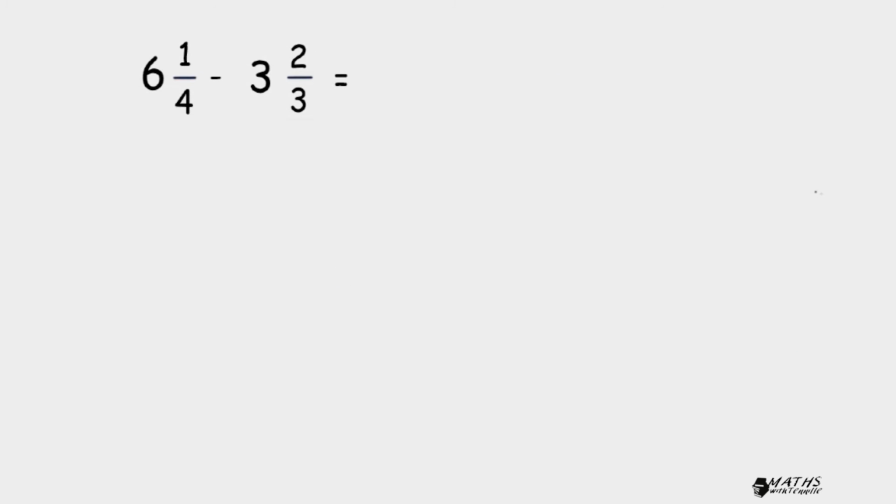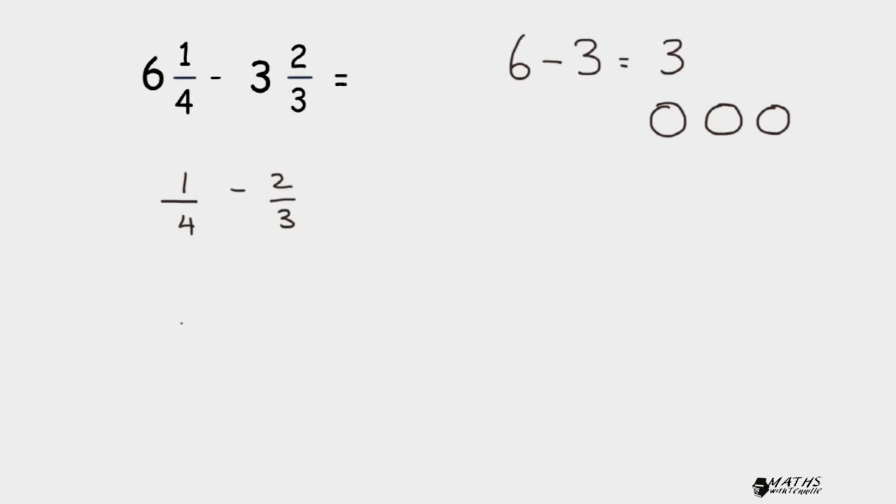Let's have a look at this one. I'm going to start with my 6 whole pizzas and I'm going to take away 3 of them and I'm going to be left with 3 whole pizzas. So I have 1, 2, 3 whole pizzas here. I go to my fractions, 1/4 take away 2/3. Lowest common multiple, 12. To get from 4 to 12 times 3.